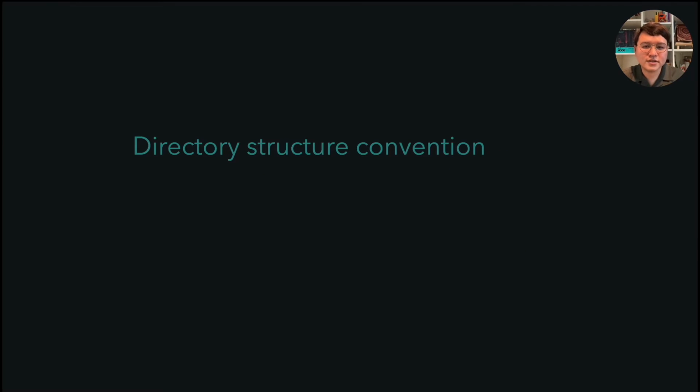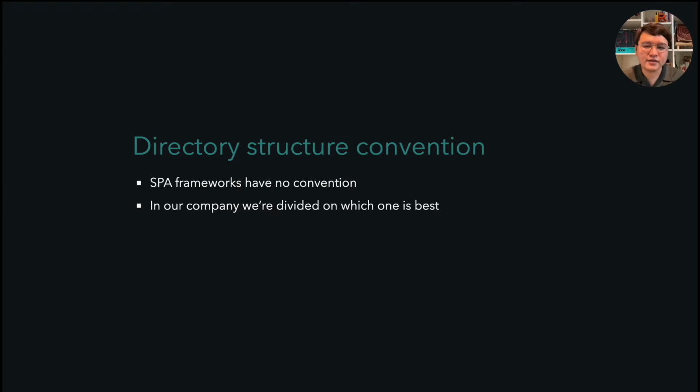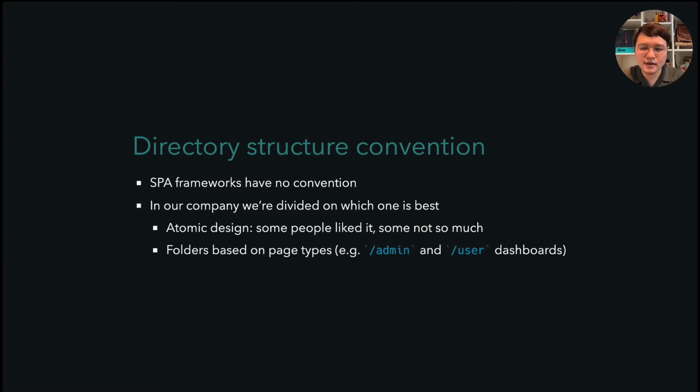So directory structure is one of the things that most other SPA frameworks do not give an opinion on. In our company, we are divided on which one is the best way to structure our directories. Some teams use Atomic Design, some people like it, some think it's a bit too confusing because it uses a lot of technical terms. It's a bit open to interpretation how big a component is. Some others use a very simple one, which is just by collocating components that belong in the same place: admin dashboard, user dashboard, shared between both.